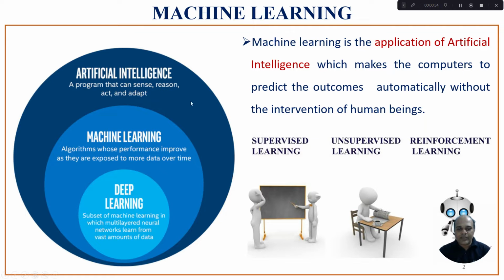A major subset of machine learning is the deep learning system, where we use neural networks to do the predictions. In machine learning, we have three major types: supervised learning, unsupervised learning, and reinforcement learning. The topic of discussion in this tutorial is reinforcement learning. First, let me give some introduction about supervised, unsupervised, and reinforcement learning, and how they differ from each other.